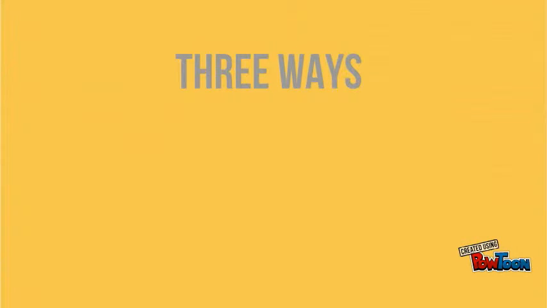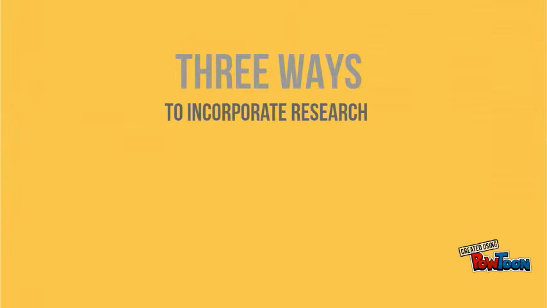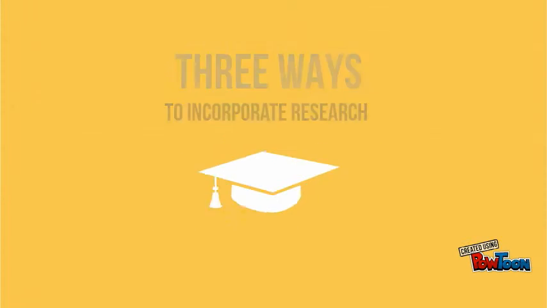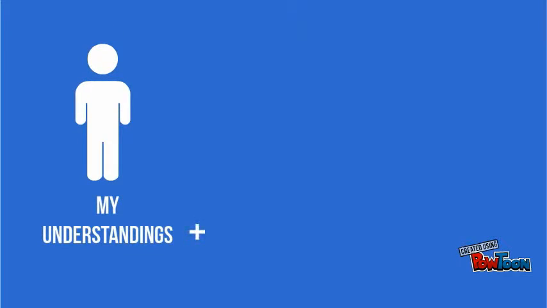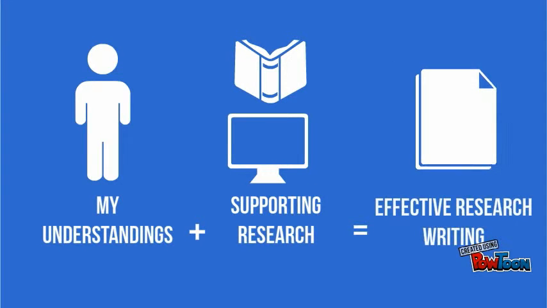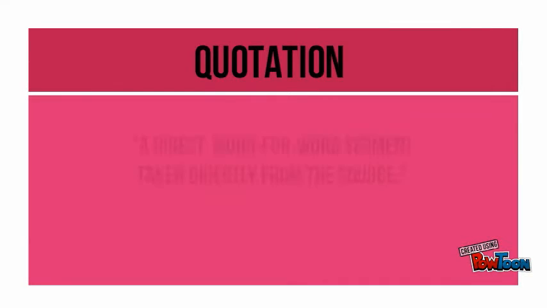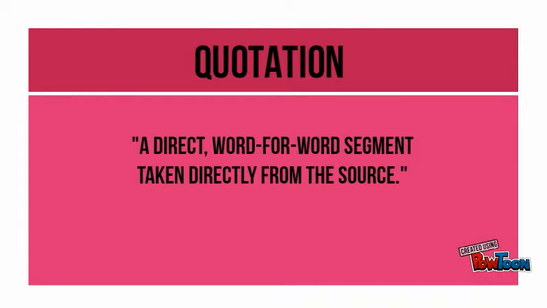First, you need to know that there are 3 different ways to incorporate your research into your writing. While it is important to create your own understandings of what you have learned from your research, it is also important to support your claims with statements from other sources. The first way you can incorporate research is through a quotation. A quotation is a direct, word-for-word segment directly from the source.